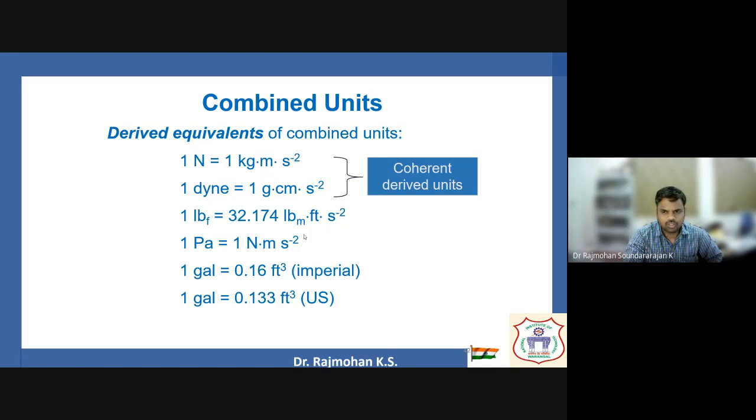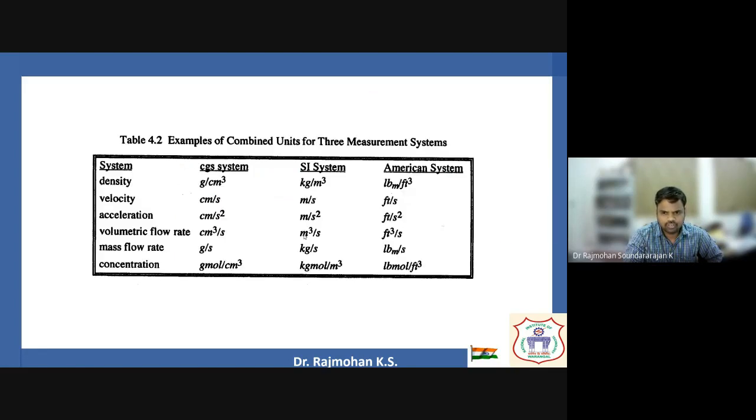So some of them are called coherent derived units. Some of them are called non-coherent derived units. If I ask you to make a table of the units of density, velocity, acceleration, volumetric flow rate, mass flow rate and concentration in the CGS system, SI unit system and American system, you should be able to fill up this table. Okay.